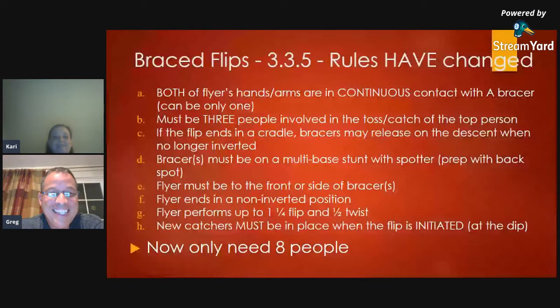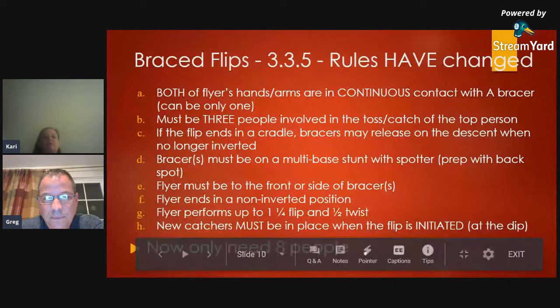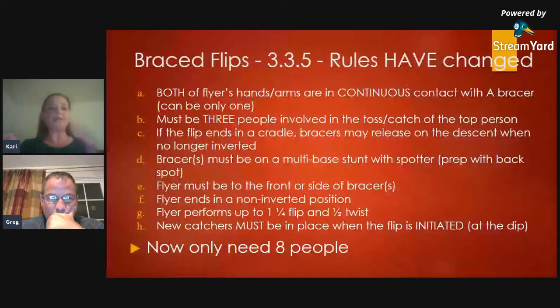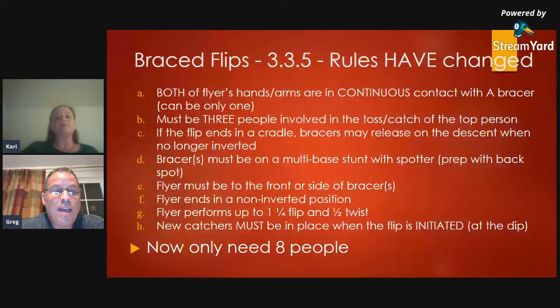All right, any questions about that? I don't see any questions just yet. But I did have a question from a coach, and Greg, maybe you can chime in, or we'll have to see this live. I haven't seen a video of it. They asked if they're doing a one-bracer braced flip with a half twist, the flyer must be to the front or side of the bracer, is that before they land or after they land? Because if they're doing a half twist, then obviously they're going to be facing the wrong way at some point. But I feel like it's intended to be at the beginning of the skill.